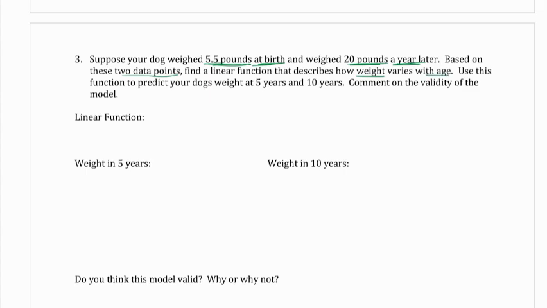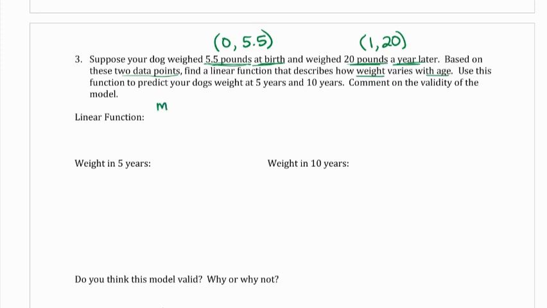Okay, so we want to use weight varying with age, right? So I'm going to use age as my independent variable. So that means my first point here at birth, we'd be 0 years old, and our dog weighed 5.5 pounds. 1 year later, so at 1 year old, our dog weighed 20 pounds. Right, so now we've got our 2 points. Once I've got 2 points, I can create a linear function.